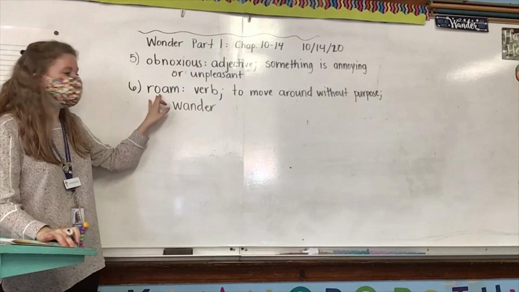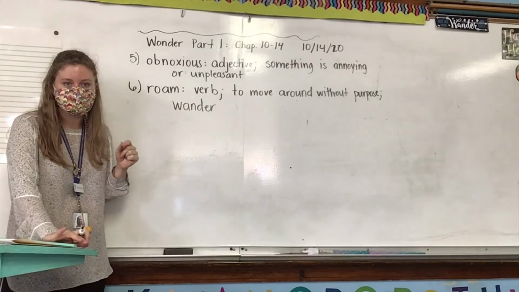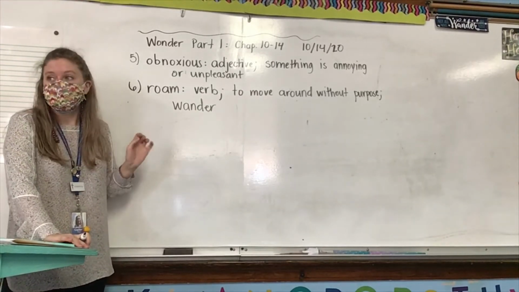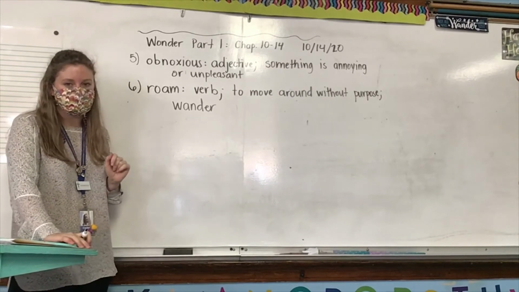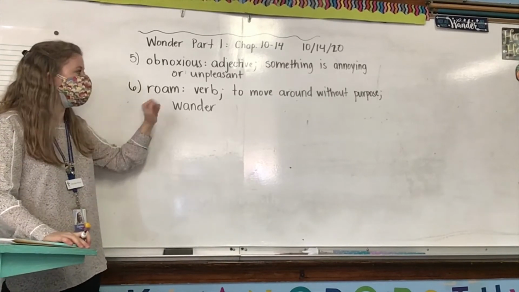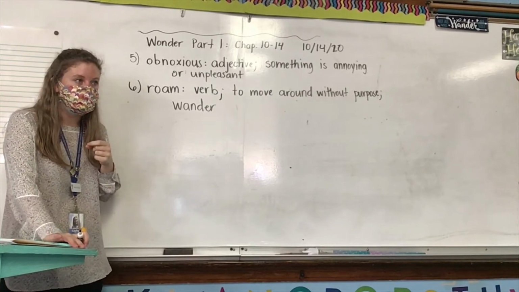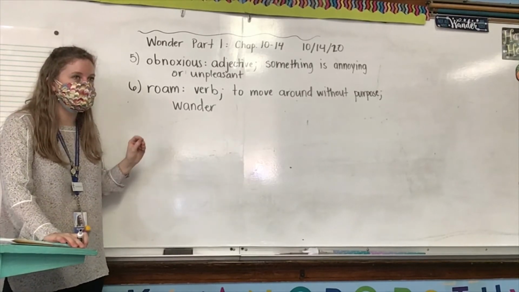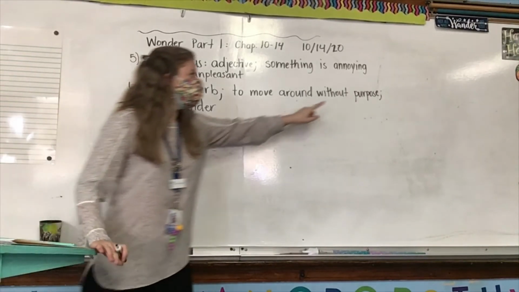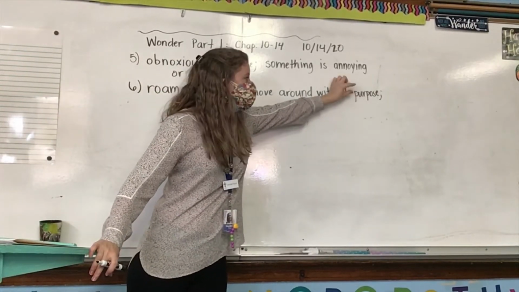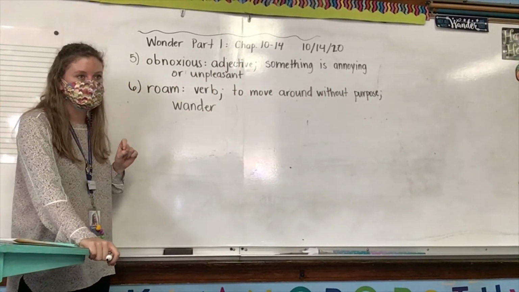So roam, R-O-A-M, is a verb. It means to move around without purpose. A synonym, or a word that means the same thing, is the word wander, with an A, not an O. So make sure you have each and every word, and make sure they're spelled correctly. Watch your letters. Short letters should take up half the line. Tall letters should take up the whole line. Letters with the tail should only take up half the line, but that tail should go down below the bottom line.